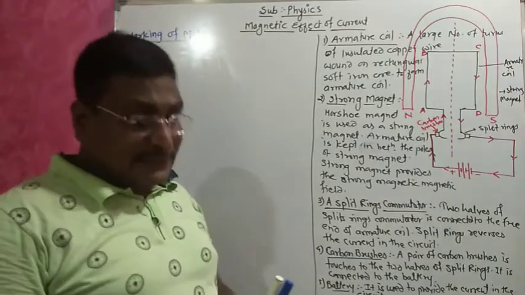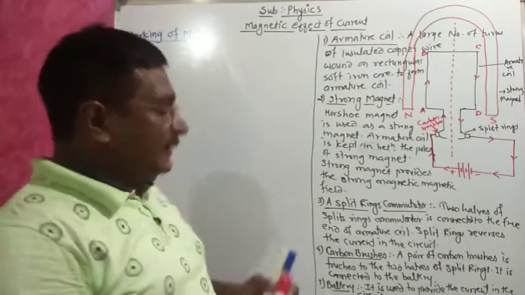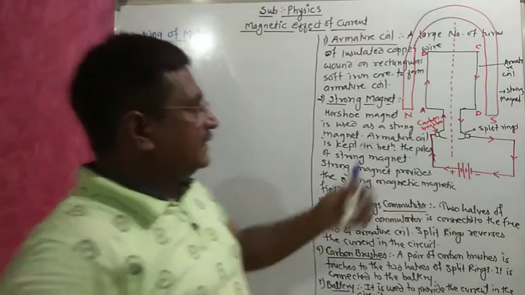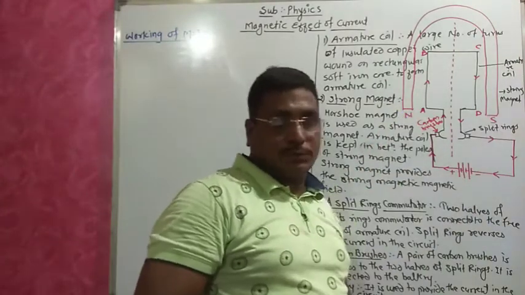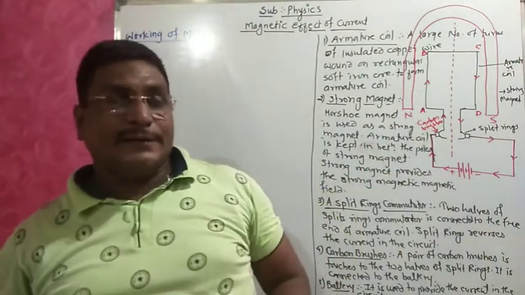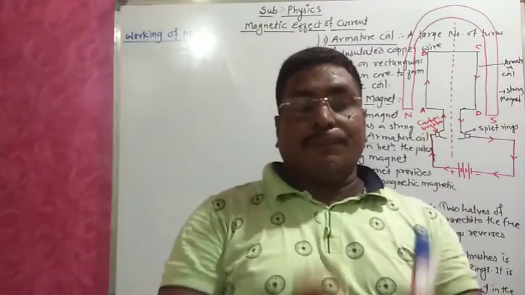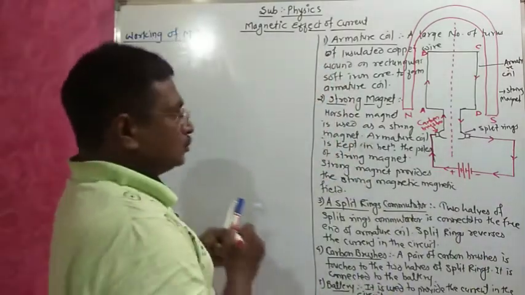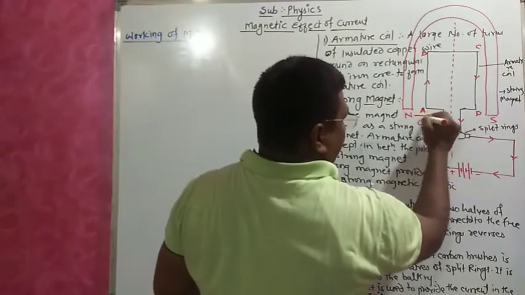So what is the direction of the magnetic field? The direction of the magnetic field is from north to south. We already studied that the magnetic field moves from north to south. So this is the direction of the magnetic field.